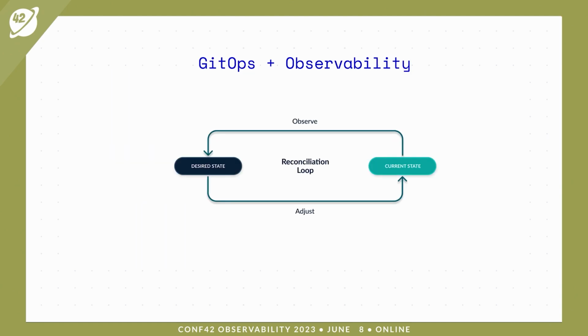So, this is GitOps plus observability. I would like to recommend taking a look at this image. You have the desired state and the current state, and in the middle you have the reconciliation loop. I think that this is the key, the cornerstone of GitOps. So we observe, and if there is a difference between these two states, we adjust. That is why observability is key for GitOps. We can't do GitOps without observability.